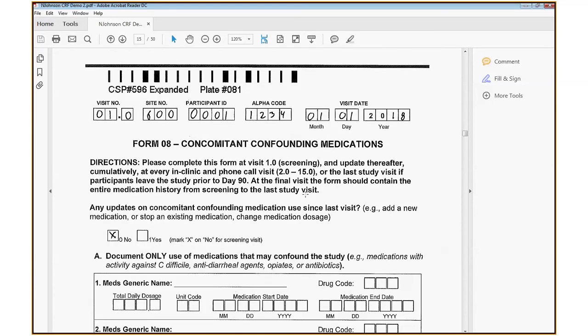Form 8, concomitant confounding medications. Basically, the site coordinator will list any medications that the patient is actively taking. If they stop taking it day of, it is not considered an active medication. You'll want to use CPRS to confirm this, to fill out this information, but you will want to confirm this information with the patient as well, as there may be a medication that is prescribed but not actually being taken.